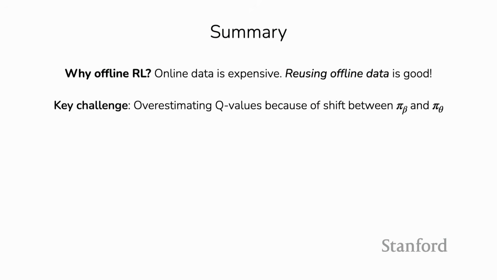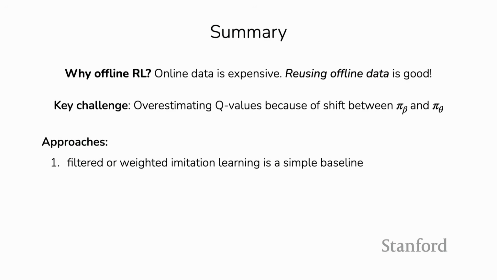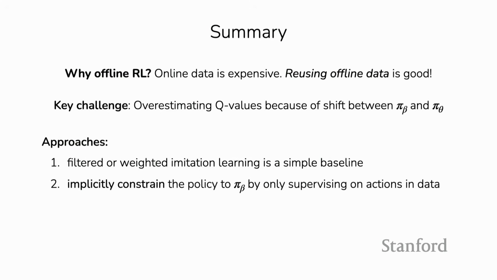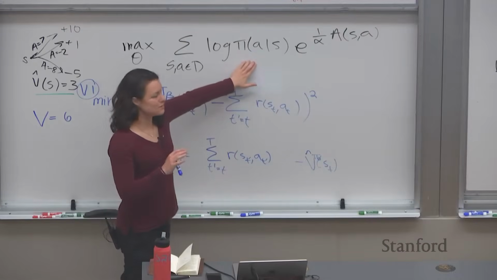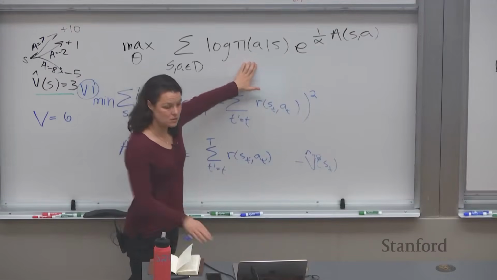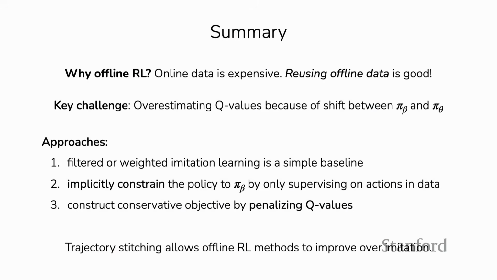One of the big challenges with offline RL is this shift between your behavior policy and your learned policy. And we talked about a filtered or weighted imitation learning method as a baseline. And we talked about how we can actually explicitly constrain the policy to the behavior policy by only supervising the policy on actions in your data. And so that allowed us to move away from this distribution shift problem. And then this trajectory stitching idea that we talked about before allows us to improve over vanilla imitation learning.